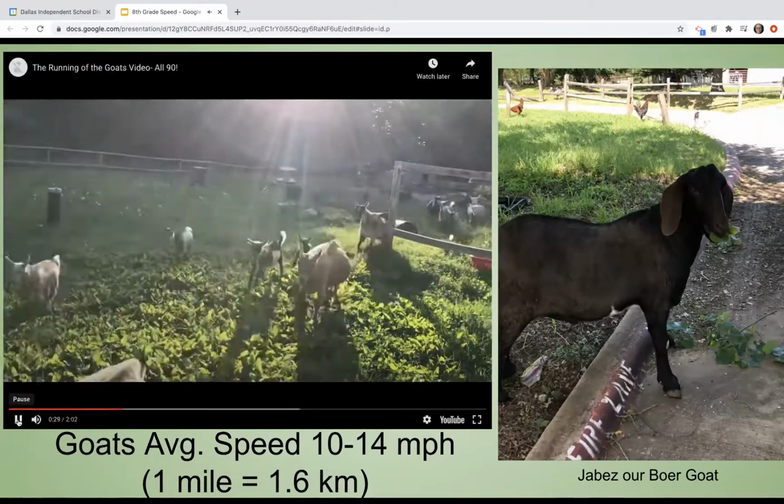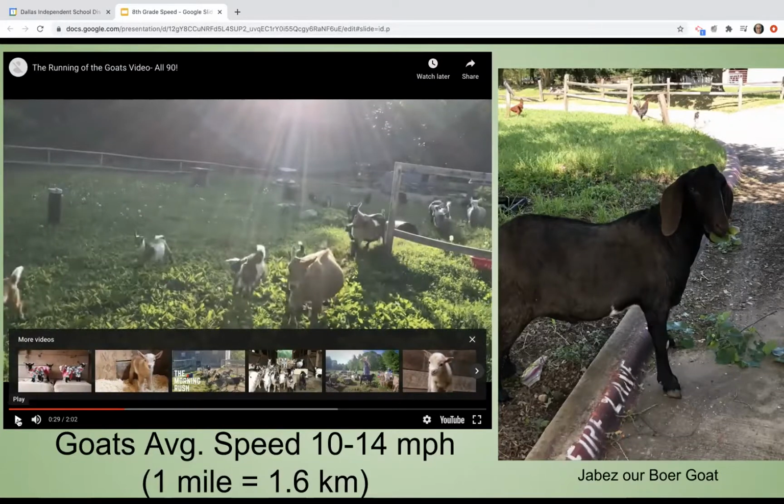His name is Jabez, and he's a boar goat. Boar goats are bred for meat. We don't eat any of the animals we have here at the Environmental Center. We use them as our pets and for teaching with. But you can see that Jabez here is eating some leaves, I think from a red bud tree. He's generally a pretty good goat, but he does like to headbutt people sometimes.